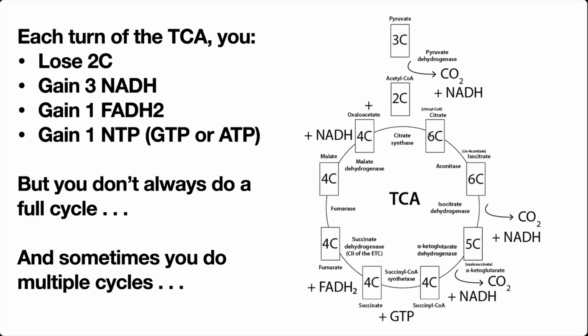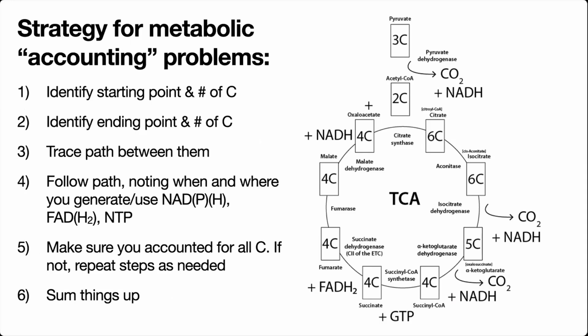Again, you can think about things in simplified terms. You want to think about those key places. For each turn of the cycle, you get those 2 carbon dioxides, 3 NADH, 1 FADH2, and 1 NTP. But that's only if you're going all the way around the cycle. And so if you're going from here to here, or if you're going from here to here, or here to here, you have to think about what you're actually generating in the reactions that you're going through. And so you're going to have to track which reactions you're actually going through. So again, we're going to follow that strategy.